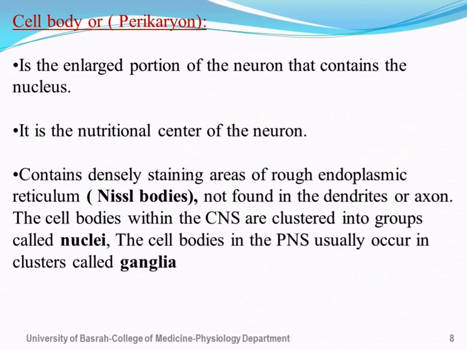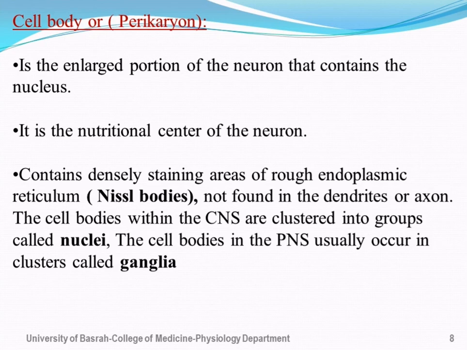It is the large portion of the neuron and contains the nucleus, which represents the nutritional center, and contains the densely staining areas of rough endoplasmic reticulum. We call them Nissl bodies, not found in dendrites or in axons. The cell bodies within the central nervous system, when clustered and forming groups, we call nuclei. And the cell bodies clustered in the peripheral nervous system, we call ganglia.